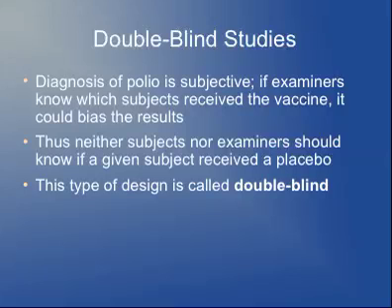Another important aspect of experimental design that's probably less important in the bench science world, just because it's difficult to do, but still worth keeping in mind, is that whenever possible, experiments should be double-blind, which means that neither the subjects nor those examining the subject should know which is in the treatment group and which is in the control group.